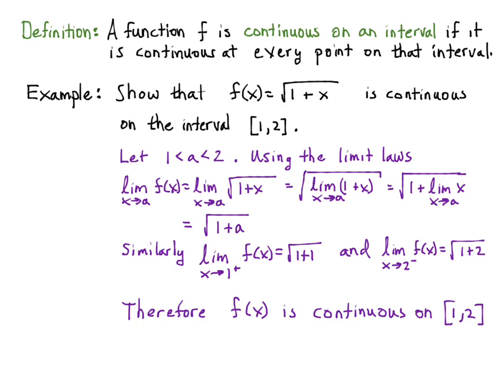Yes? How would you know if it wasn't continuous? Because one of these limits wouldn't be right. Oh, you want an example of one that fails? Yeah. Well, let's say if this was 1 over x, and I'm looking at the interval from 0 to 1. In between 0 and 1, 1 over x is continuous. But at 0, from the right, it's not continuous. So that's not continuous over the interval.